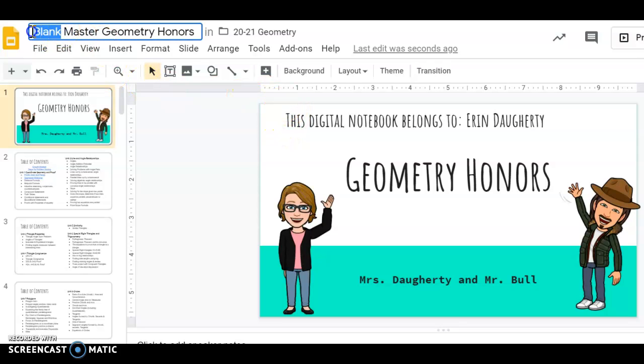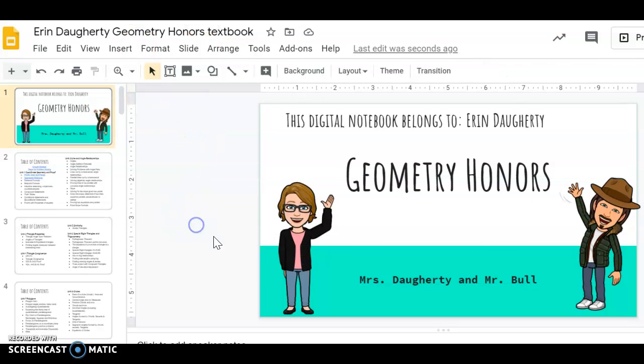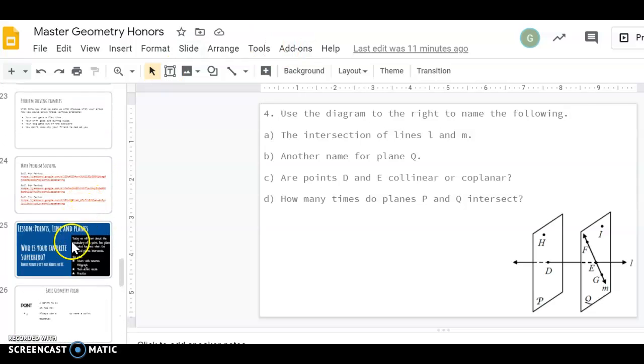The other thing that you're going to do is up here it says blank Master Geometry Honors, and you can start with your name, Erin Doherty. You don't need master, but you can say Geometry Honors and then journal or textbook, whatever you would like. That's going to be your textbook that you're going to use for this class. Now I already have one started, so I'm going to start with today's lesson.